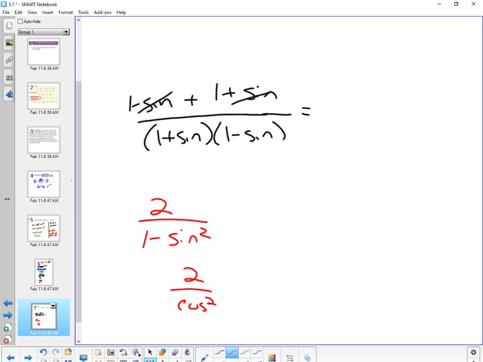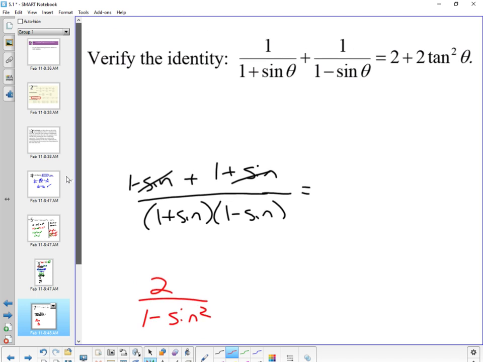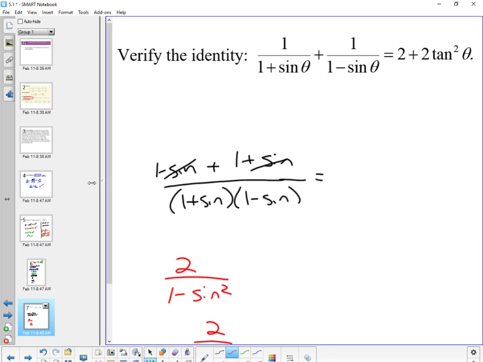But we have a problem, guys. I need a sine. I can't make tangent with just a cosine. So where did I mess this up? All right, well let's do this then. You guys ready? Let's keep going.